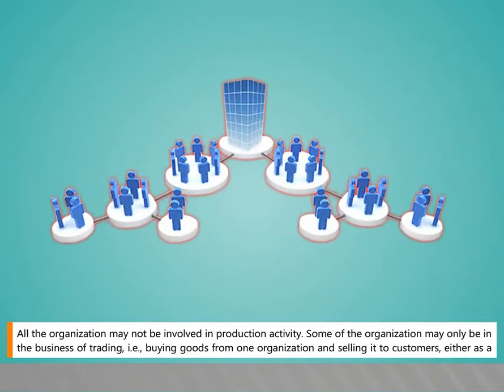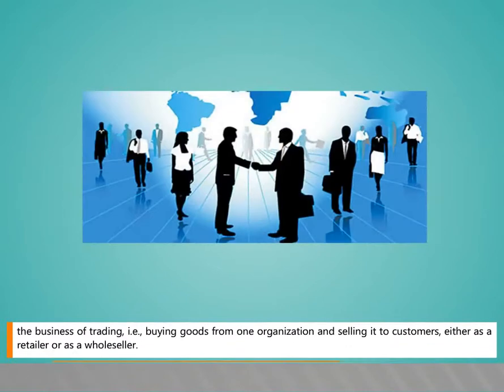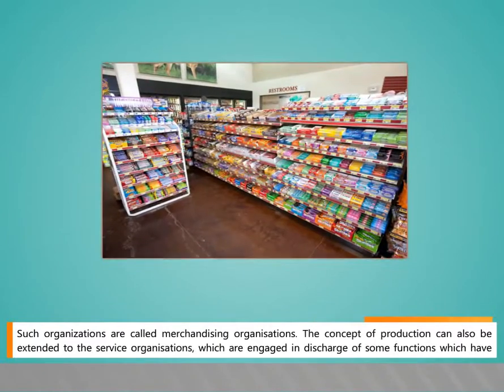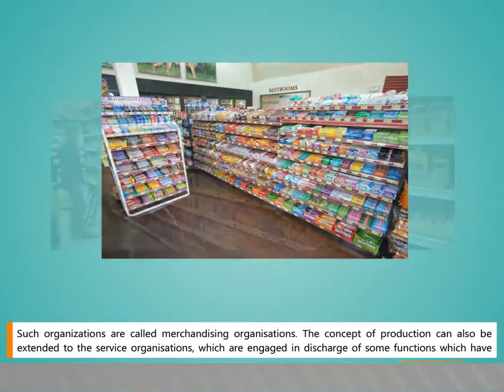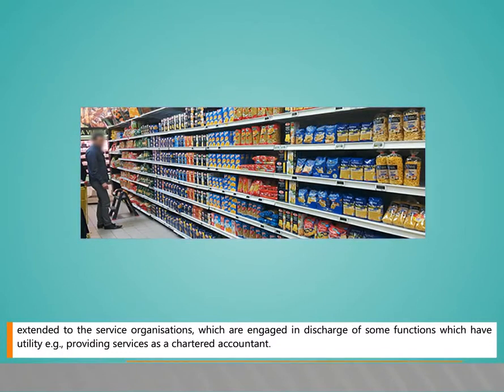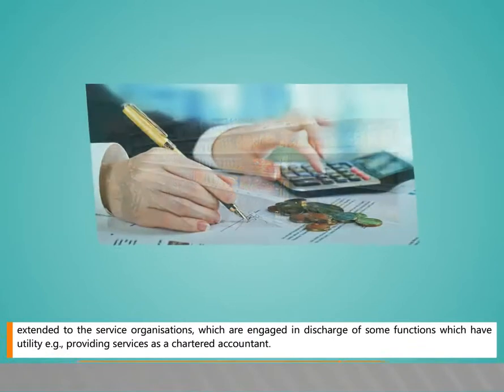All the organizations may not be involved in production activity. Some of the organizations may only be in the business of trading, that is, buying goods from one organization and selling it to customers, either as a retailer or as a wholesaler. Such organizations are called merchandising organizations. The concept of production can also be extended to the service organizations, which are engaged in discharge of some functions which have utility, for example, providing services as a chartered accountant.